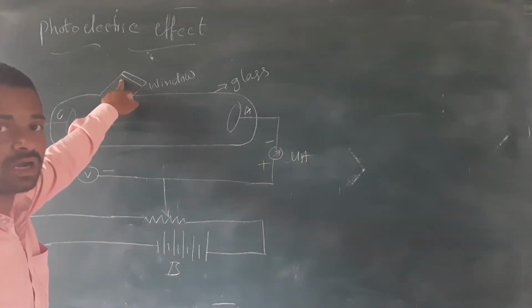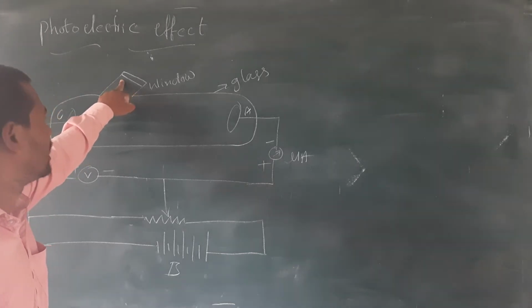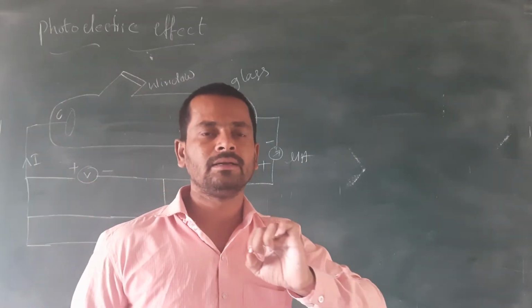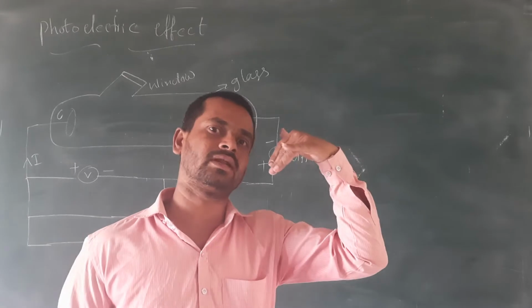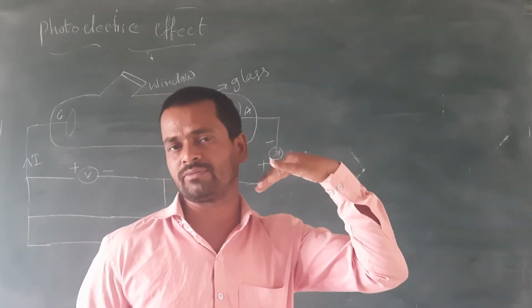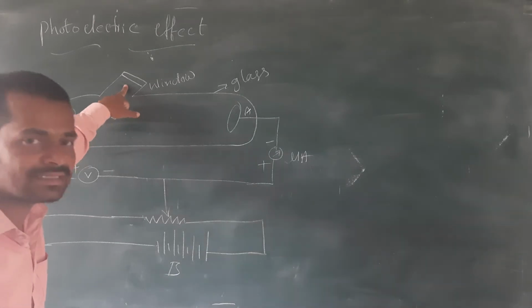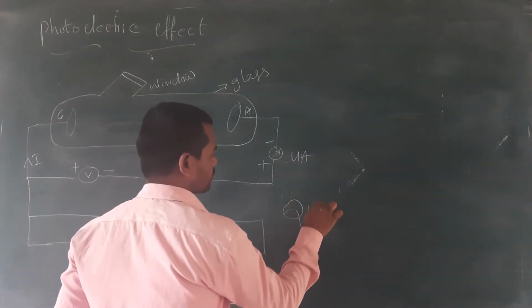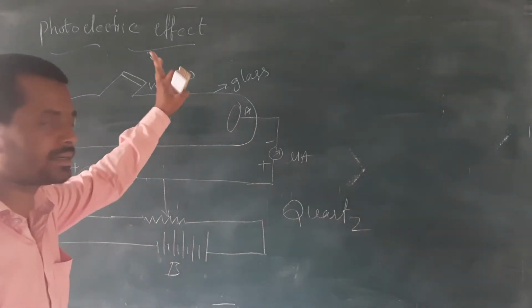This window is not glass; it is prepared with quartz, right? Quartz material cannot stop or reflect the light. Whatever light falls on it, the total amount of light it can allow. So that is why here we have taken a quartz window. It is prepared with quartz, right? That is the quartz window.